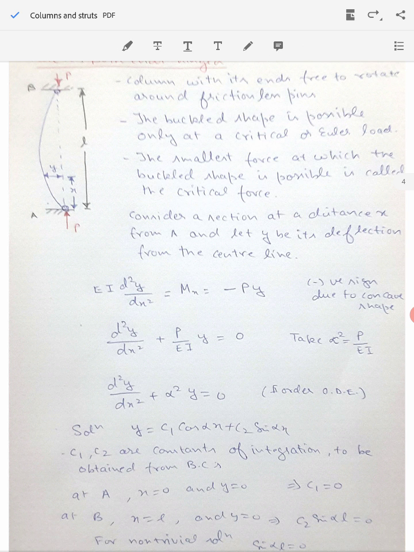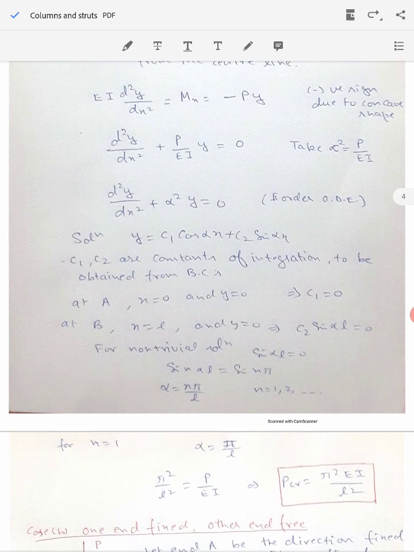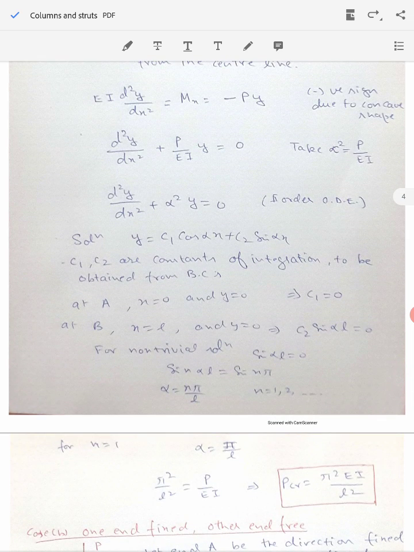Now either C2 is 0 or sin alpha L is 0. You see, C2 cannot be 0, because if C1 and C2 both are 0, then y becomes 0, and y is not 0 for all positions of x. So for a non-trivial solution, it is necessary that sin alpha L should be equal to 0. If sin alpha L is equal to 0, then alpha L should be equal to n pi, where n goes from 1 to 3. If you take the first eigenvalue, that is n equal to 1, then alpha becomes equal to pi by L.